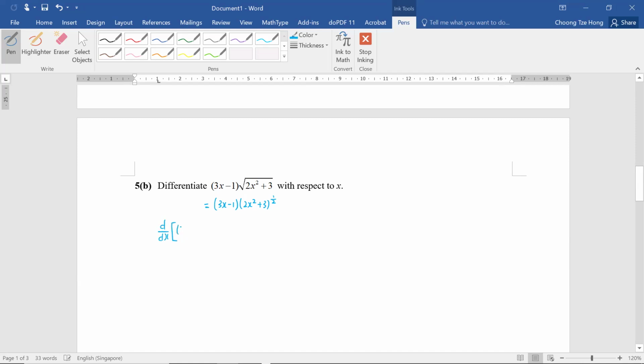So we're going to differentiate (3x minus 1)(2x squared plus 3) to the power of half. This will be the u, this will be the v. We will not differentiate the first term yet, and we will differentiate the second term. So we need to apply the chain rule. Half goes in front, 2x squared plus 3, power half minus 1, so we'll get negative half. We reduce the power by 1. Then if you differentiate inside the bracket for chain rule, you will get 4x, so multiply the 4x. So the first half of the product rule is done.